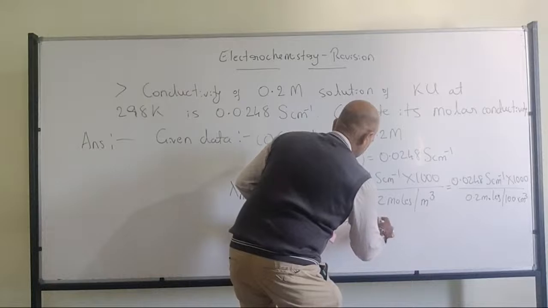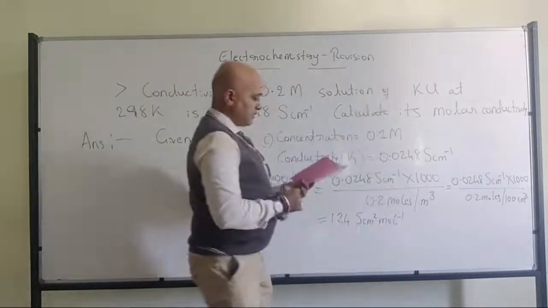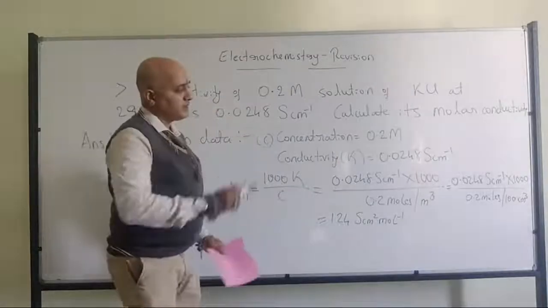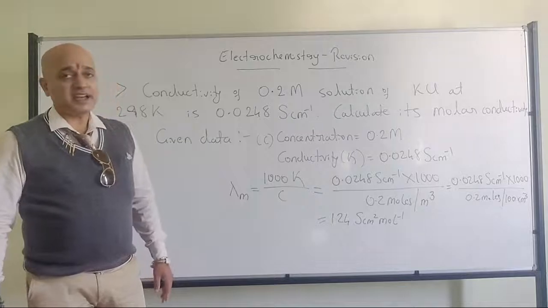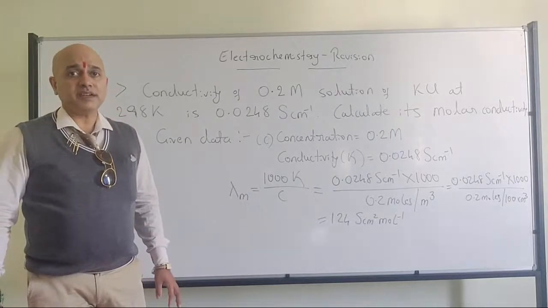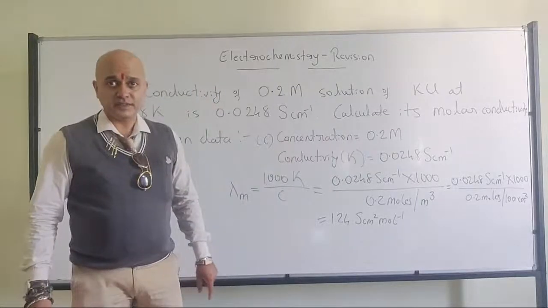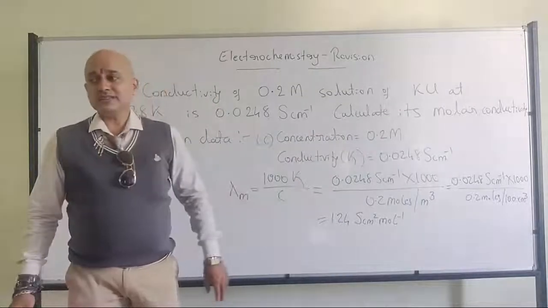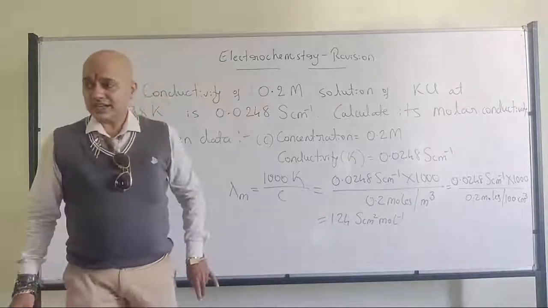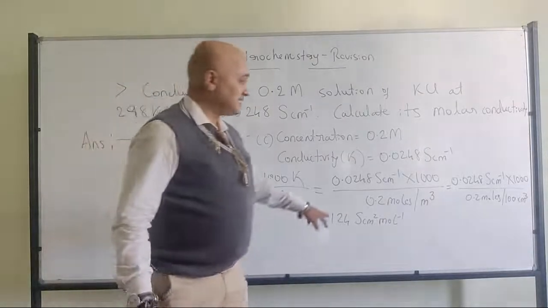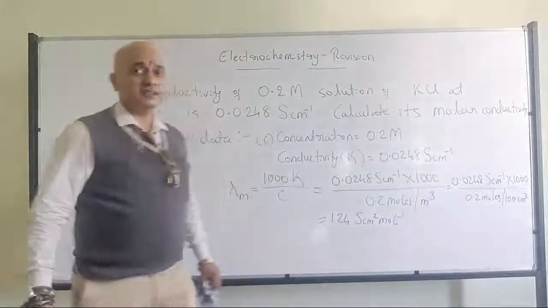Siemens centimeter square per mole. Because centimeter cube is in the denominator of the denominator, it will become centimeter square. So therefore it will become centimeter square per mole. But 124, whether it is correct? So that's where we have got the answer.